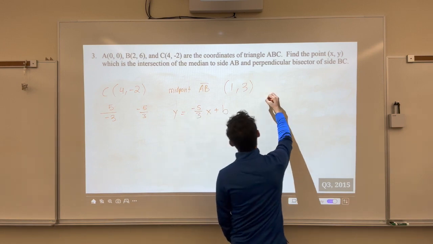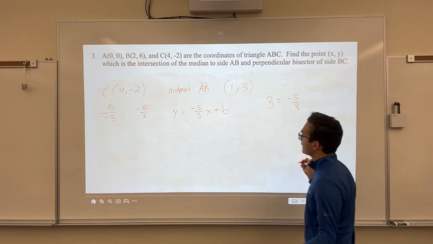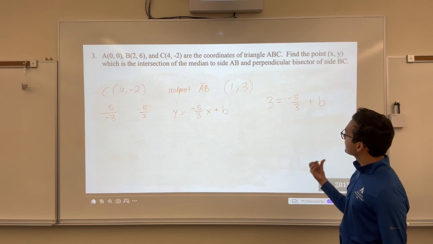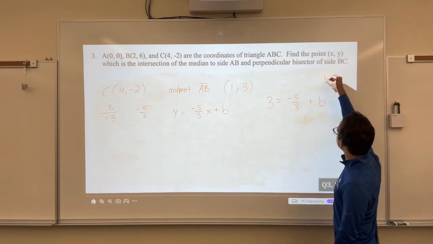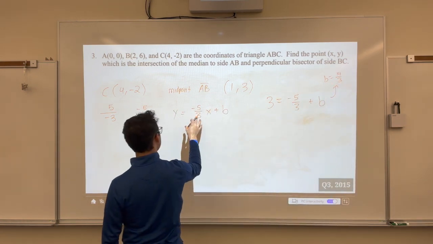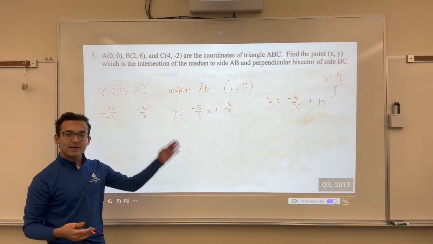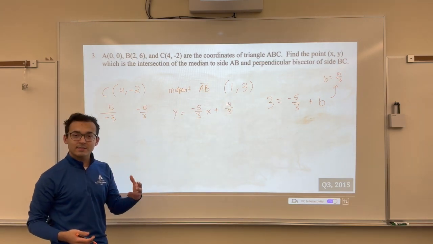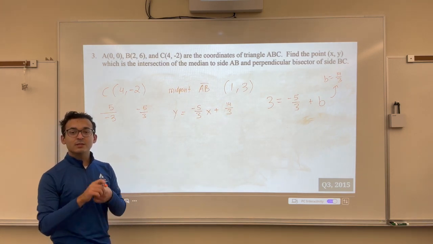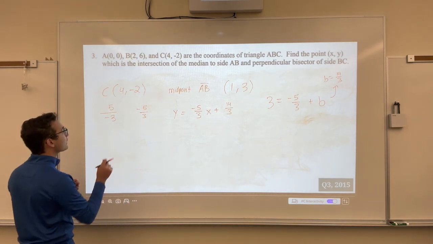So we would say that 3 is equal to -5 over 3 times 1, which would just be -5 over 3. And then add b. So we would move the 5 over 3 to the other side, and therefore b is equal to 14 over 3. So this line then becomes y equals -5 over 3x plus 14 over 3. So that's the median to side AB. Now let's find the perpendicular bisector of side BC. And remember, in a perpendicular bisector, you need the opposite reciprocal slope and the midpoint. So let's start with the slope.